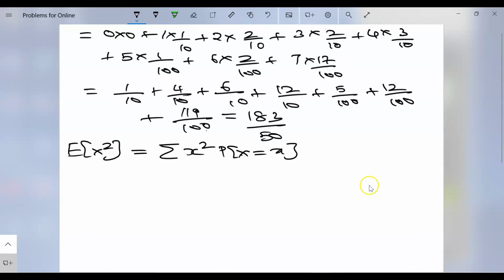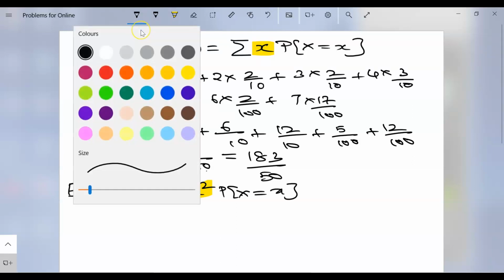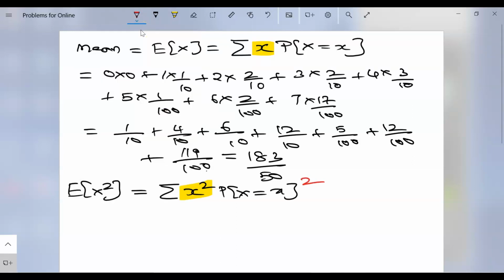Now let us compare with the rule for E of x. What are the changes? I will highlight for you. See, this is x here and this is x squared here. That's the only change. Only x. In a hurry, don't square the probability. In a hurry during the exam, what they do is they square the probability. No, the probability is not squared. Only this x should be squared. So try to listen here.